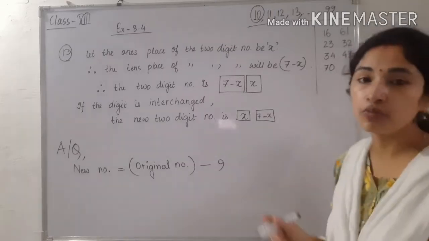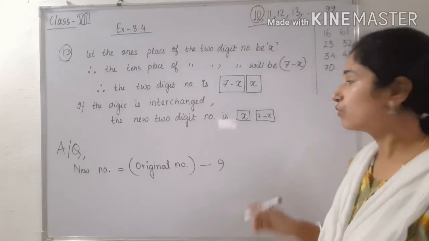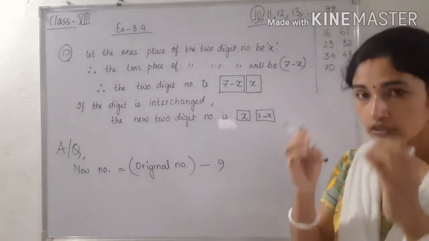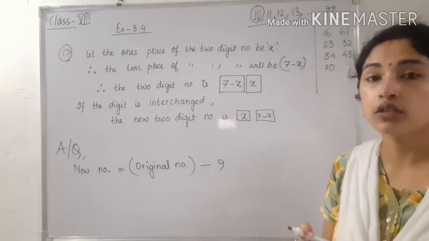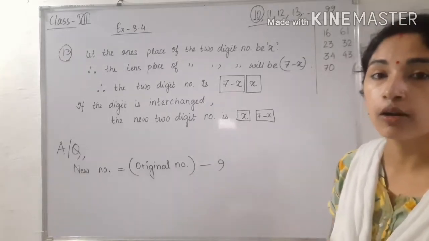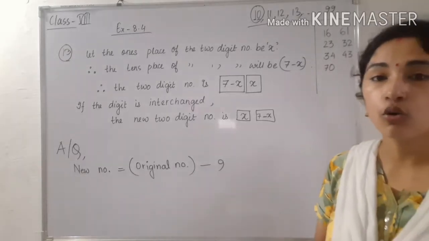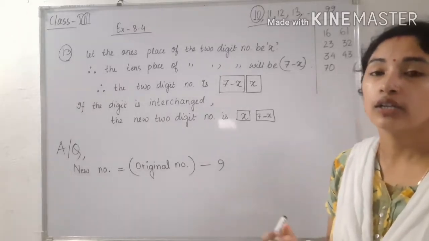There are many two-digit numbers whose digits, when added, give 7. But we don't know which number it is.